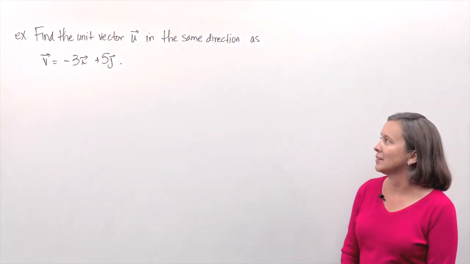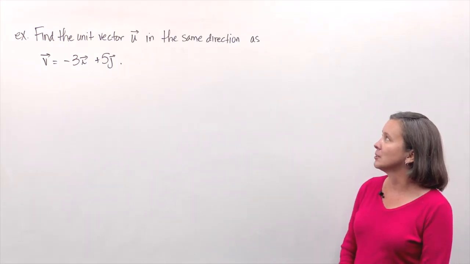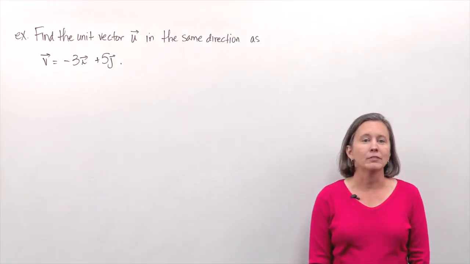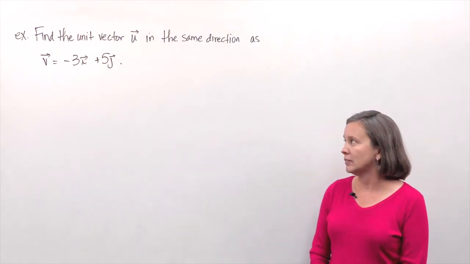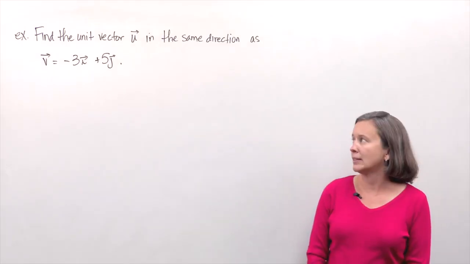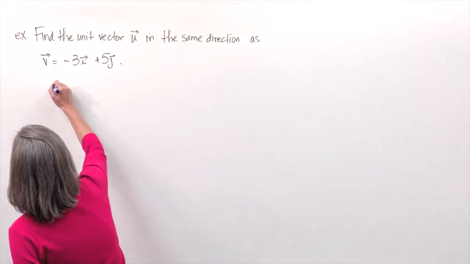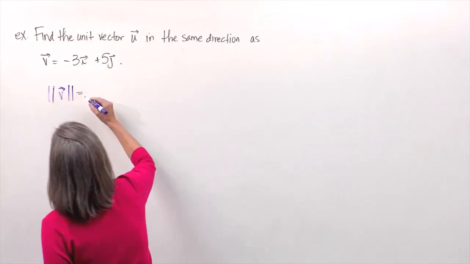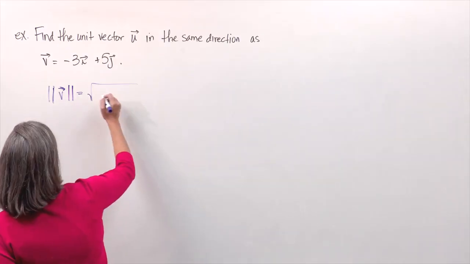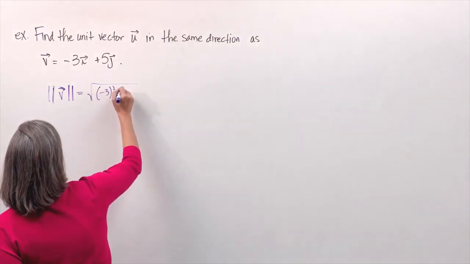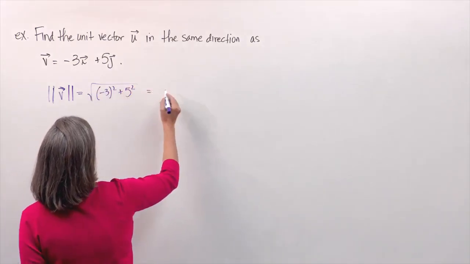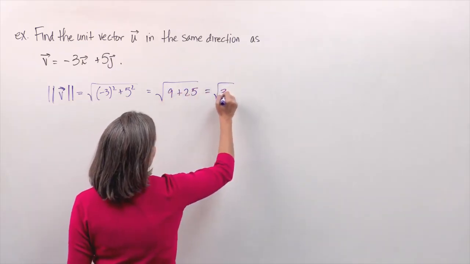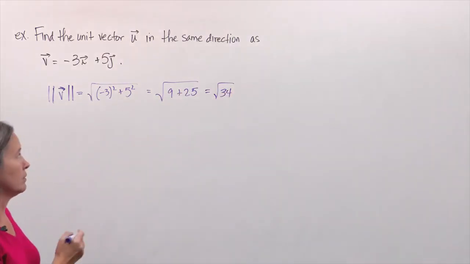In this example, we're asked to find the unit vector u in the same direction as the vector v equals negative 3i plus 5j. We can find this unit vector by dividing our given vector by its magnitude. So let's calculate the magnitude of the vector first. The formula is the square root of a squared plus b squared. So the magnitude of our vector is the square root of 34. Of course, you want to check to see if that can be simplified.